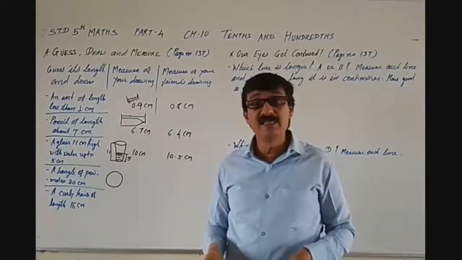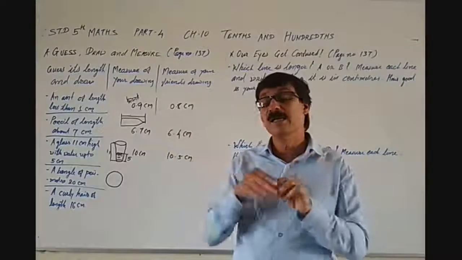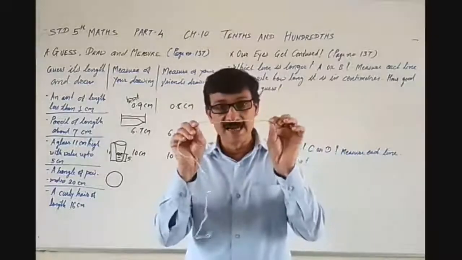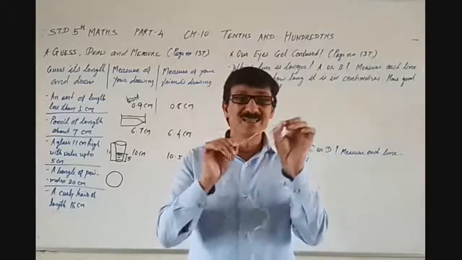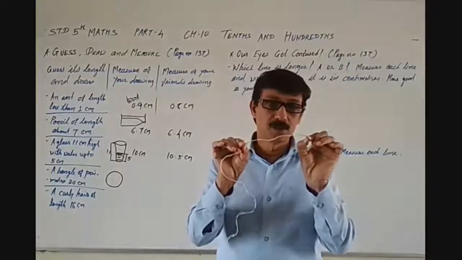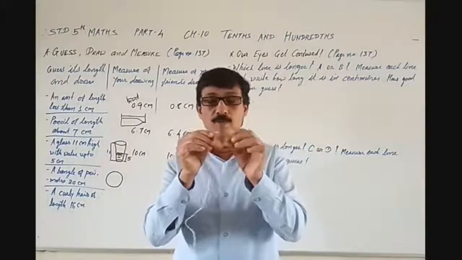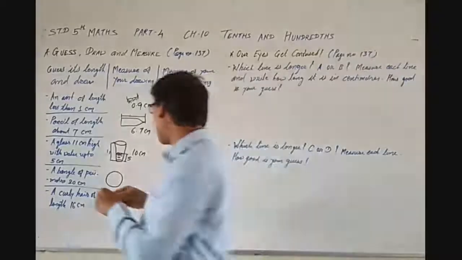You will take a thread. This is a string, a plastic string. Take a thread and place a knot over there. It is better if the thread is of white color. Now tie a knot over here. Then start from here.